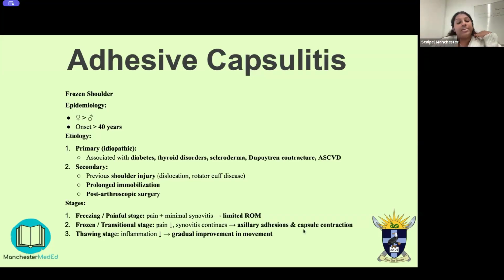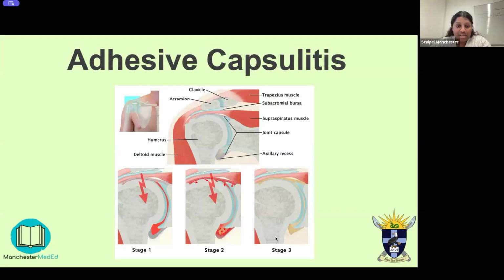And then the last stage would be the thawing stage, where the inflammation starts to gradually go down, and your range of motion comes back. But again, the thawing stage is long. Not a lot of people actually make it to that stage because it just hurts too much, and they want some sort of treatment to figure it out. Right here we can see how the inflammation starts to get higher and higher, and then it starts to fibrose in stage 3 around that capsule and start to contract as well.